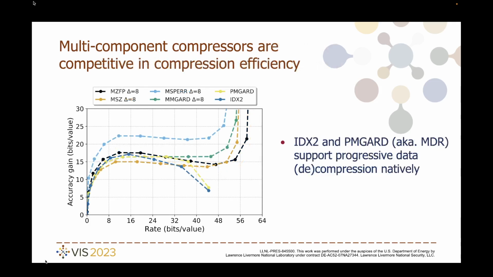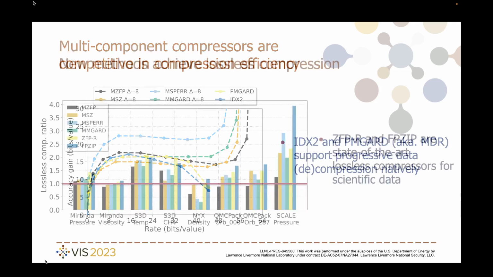We also compare the efficiency of multi-component compressors to IDX2 and PMGuard, which are methods that support progressive data compression natively. In general, we can see that accuracy gains of multi-component compressors are similar if not superior to IDX2 and PMGuard. MSPER, light blue curve, is an example of superior efficiency in this case. In addition, the multi-component compressors always show better accuracy gains at high rates.